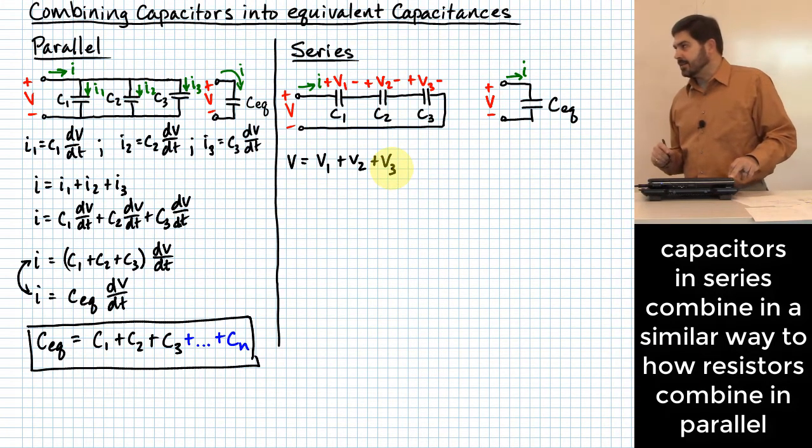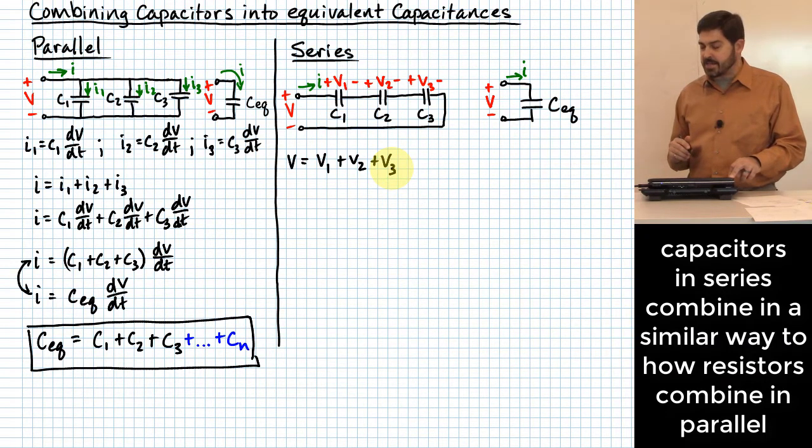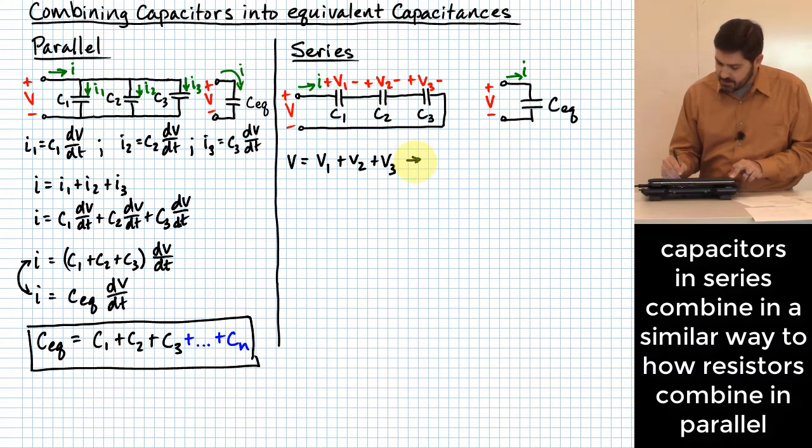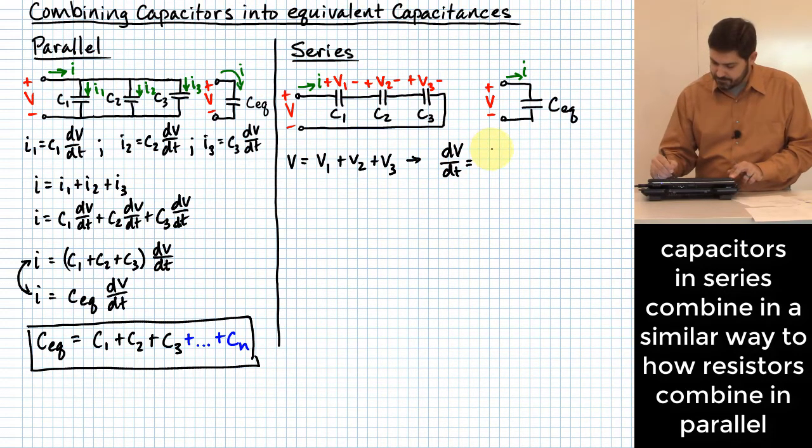Now I'm going to make a little step right here that you may not know exactly why I'm doing just yet, but could I take a time derivative of both sides of that equation? If I did that, on the left side, I end up with dV dt. On the right side, I end up with what? dV1 dt plus dV2 dt plus dV3 dt.